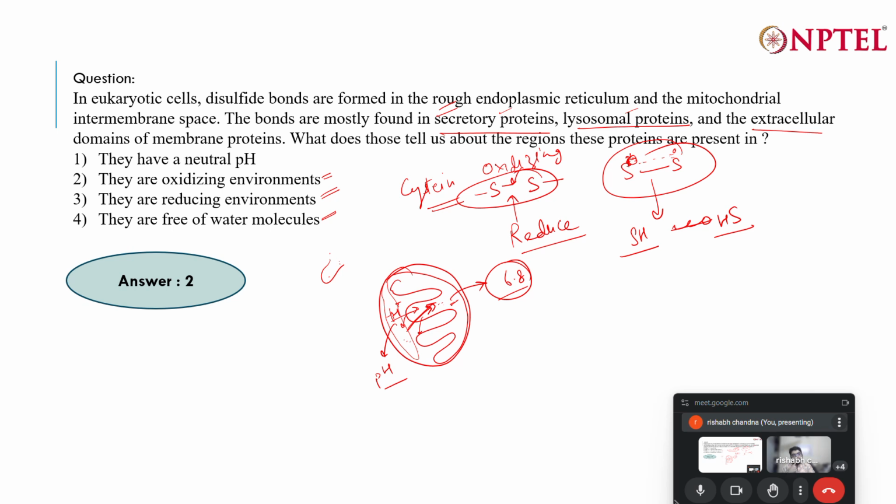Sir, for the secretion of protein, does the environment, whether it is oxidizing or reducing, affect the process of secretion? Like the protein is synthesized, now it just needs to be secreted and go to its destined place.